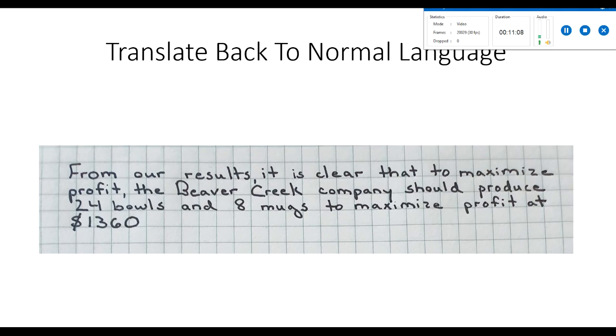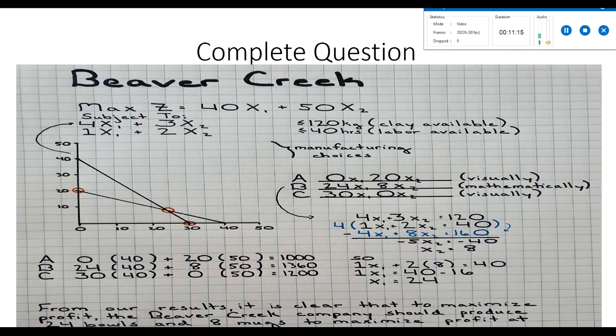To maximize profit, Beaver Creek should produce 24 bowls and 8 mugs to maximize profit at $1,360. All of that information has been gathered here for us to look at in one section. The only part that's missing, because I've full screened this, is the last line that says $1,360. So this is the problem solved to completion.